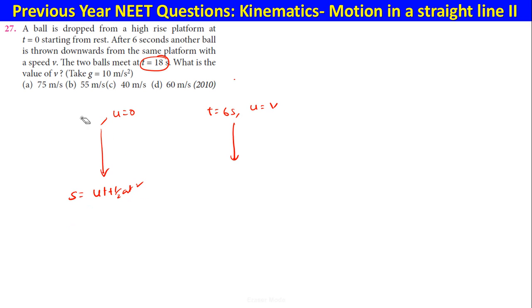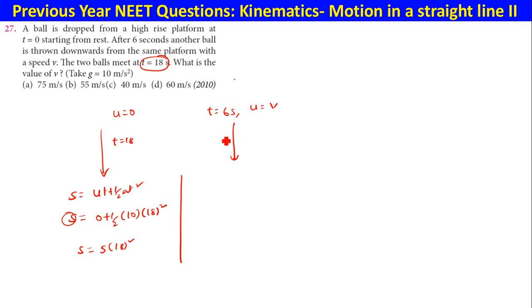So initially at time t is equal to 0, velocity u is equal to 0. So s is equal to 0 plus half. What is the acceleration here? That is nothing but 10. What about time? Time is 18 seconds. In time t is equal to 18 seconds, it has covered this much distance s. So that is 18 square. S is equal to 5 into 18 square. Just keep it aside.